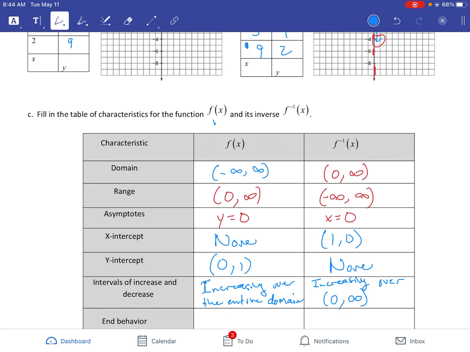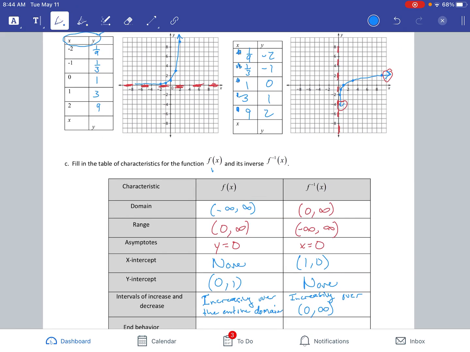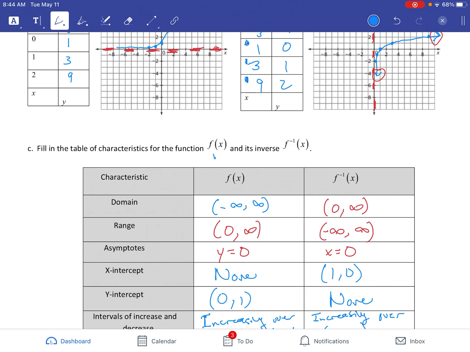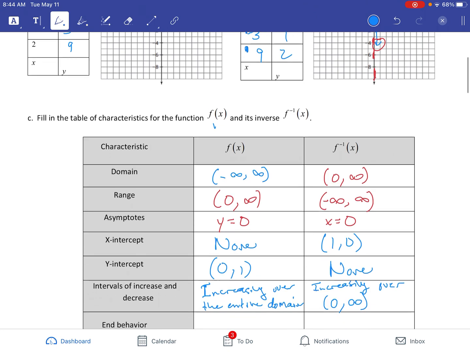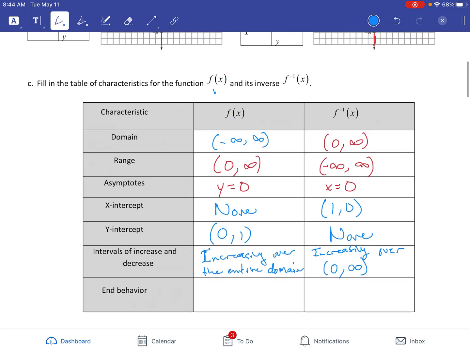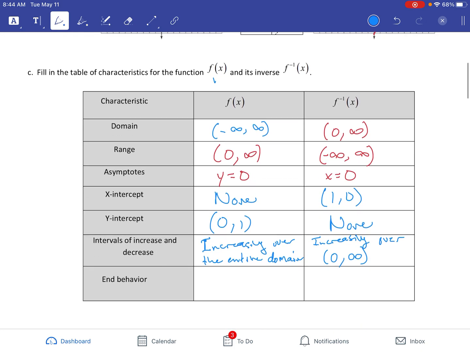I'm going to list its domain. You could probably say entire domain, and it wouldn't be wrong because the entire domain is 0 to infinity. But I'm going to put it as an interval notation there. I think that's a little more specific because that domain is restricted to begin with. Okay, the end behavior. Okay, so here we go.